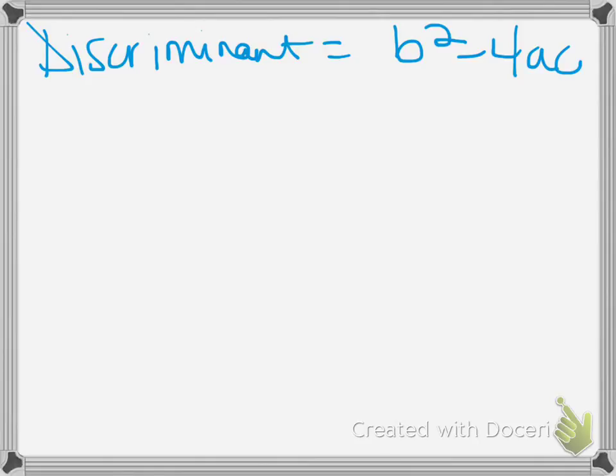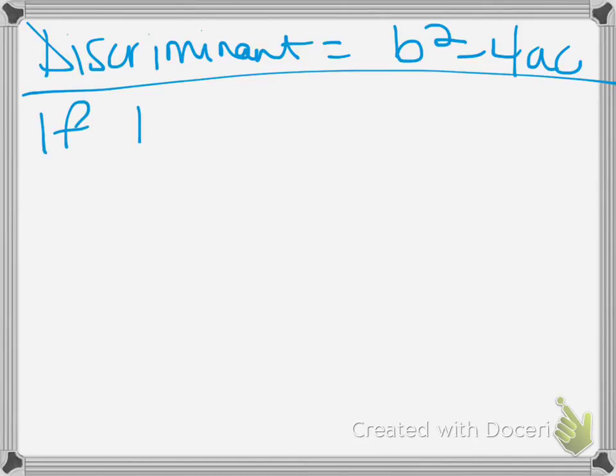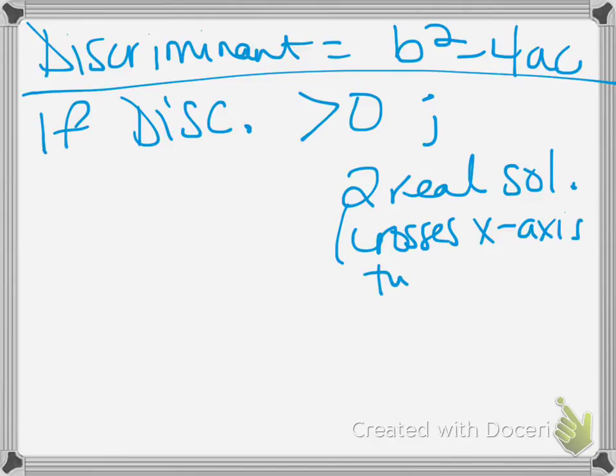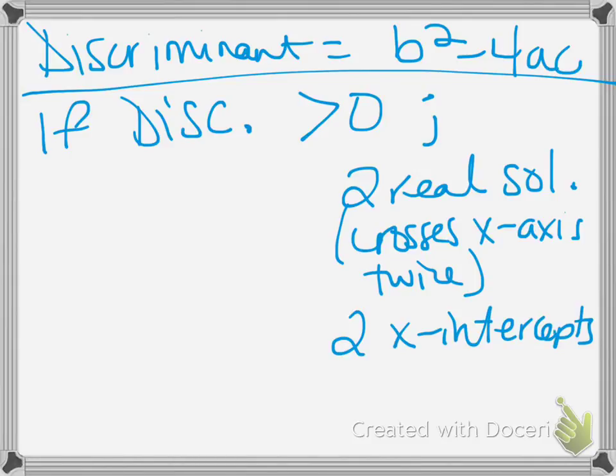Okay? So if the discriminant is greater than 0, you have two real solutions. So if it's 1, 2, 3, 4, 1 million, you're going to have two real solutions, which means that it crosses the x-axis twice. So because you have two real solutions, that means that you actually have two x-intercepts. Okay, so your graph will look something like this.